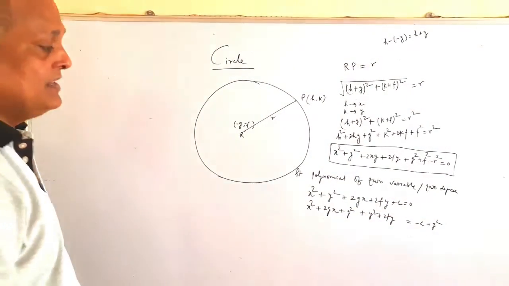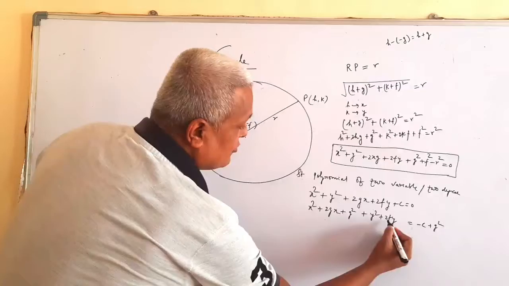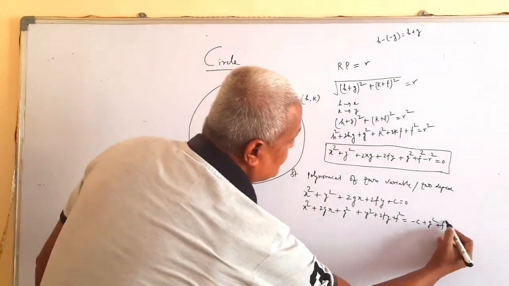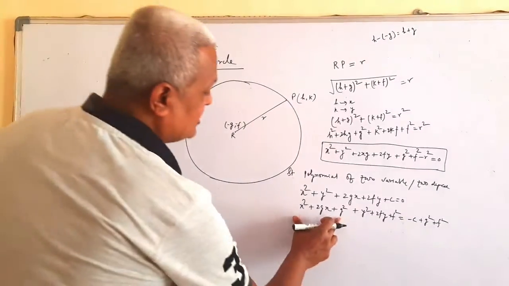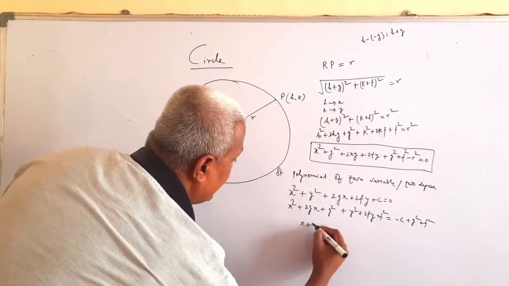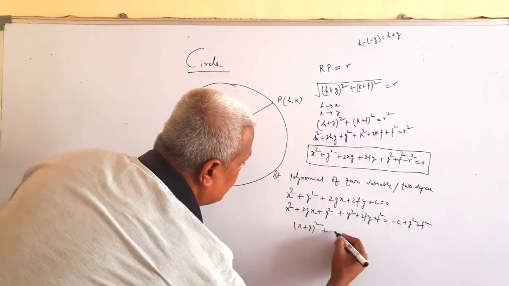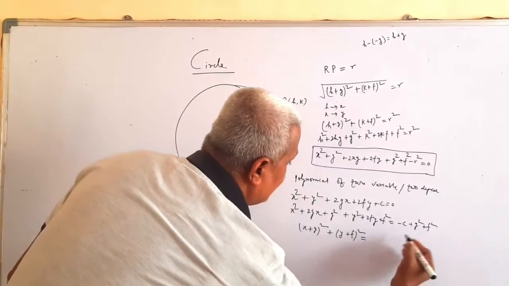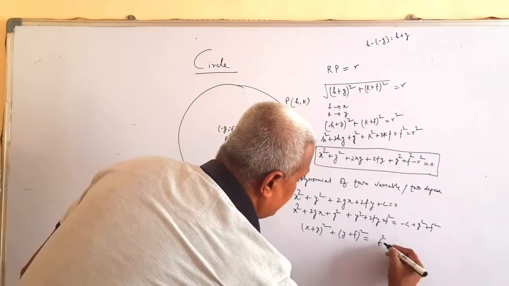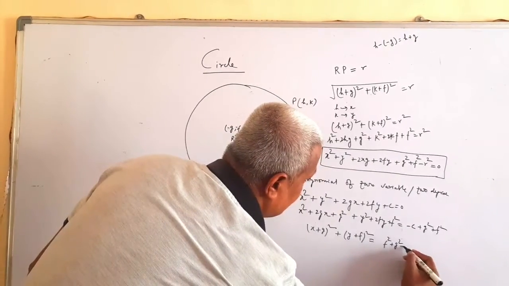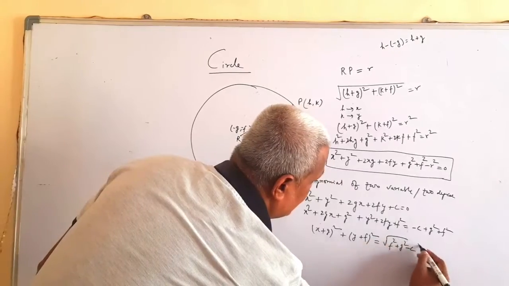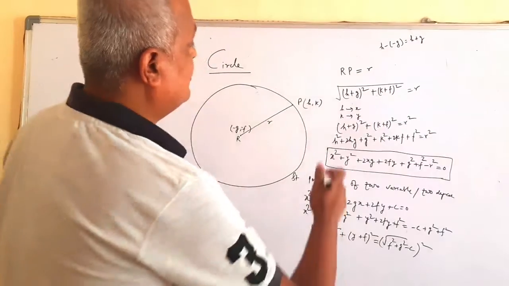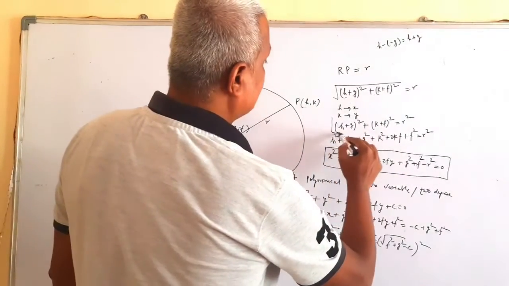They'll all remain the same. Same thing here: y square plus 2fy plus f square, and here I also add f square. So now this part will become (x plus g) whole square plus (y plus f) whole square, and I want to write the right side as (under root f square plus g square minus c) whole square, so that this can look very much like this.